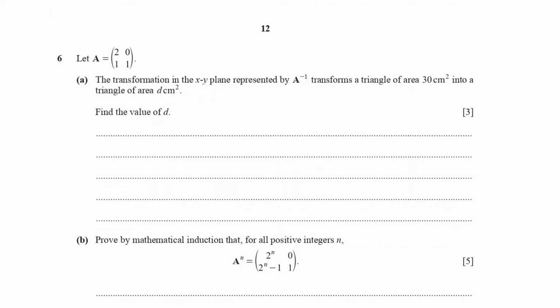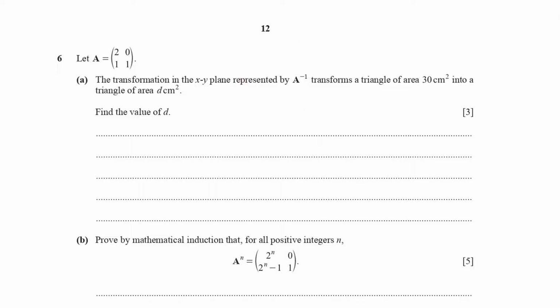Question number 6. Let A be equal to the matrix (2, 0, 1, 1). The transformation in the xy plane represented by A inverse transforms a triangle of area 30 square centimeters into a triangle of area D square centimeters. Find the value of D.